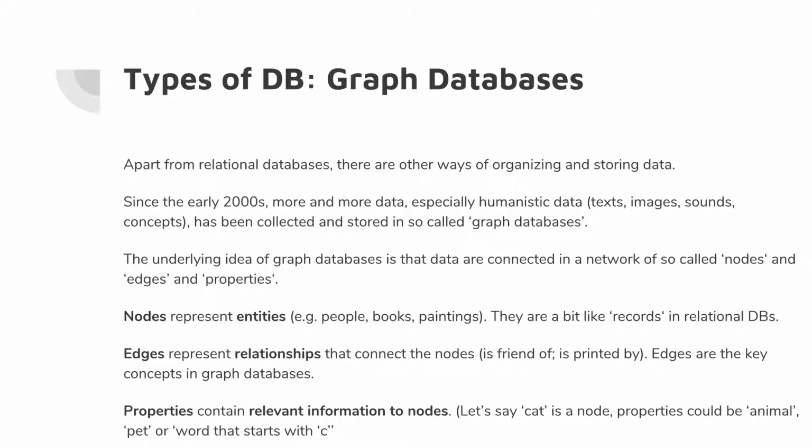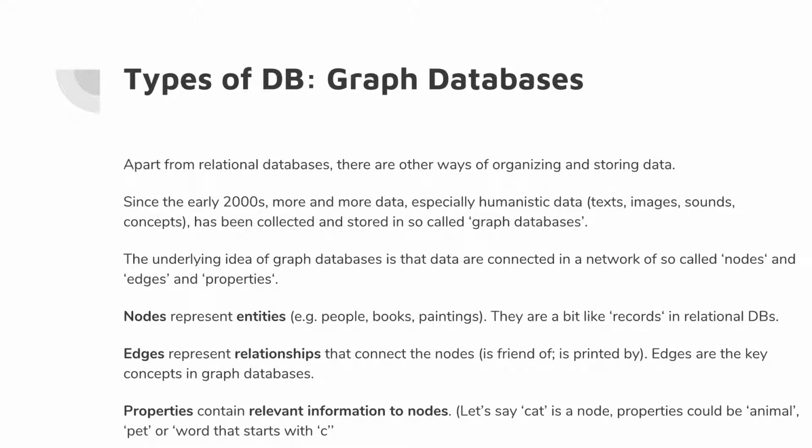So an edge could be, or the relationship the edge describes could be something like, is a friend of, is the father of, is married to, or in the case of books, is printed by, is published in. So the edge is a relationship. And edges are, unlike the relations in relational databases, even though they have it in their name, the key concepts in graph databases. That's what the people are most interested in, is the relationships.